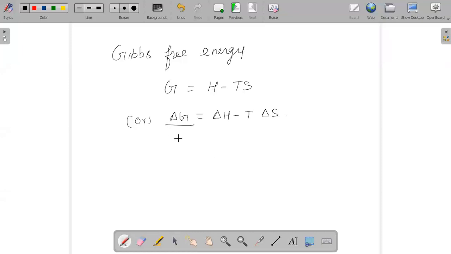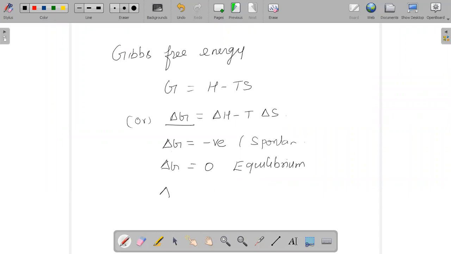Here also it is important to note the condition, that depending on the value of delta G, we say whether the reaction is spontaneous, non-spontaneous, or at equilibrium. In the exam, many questions are asked based on this condition. So if delta G is negative, then it is a spontaneous reaction. If delta G is equal to 0, of course it will be at equilibrium.